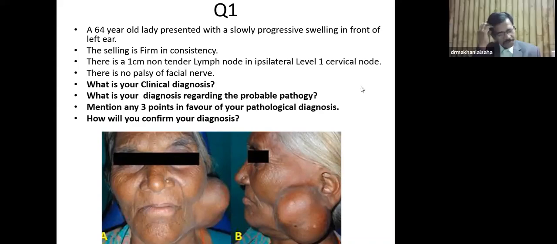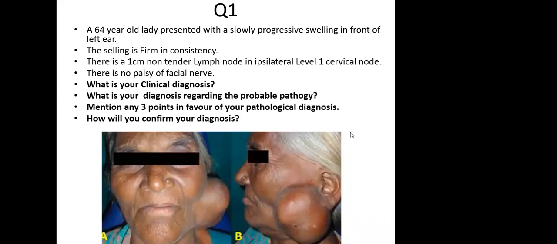So, how should the answer be? The first answer, parotid swelling, malignancy, is a good answer. What is your diagnosis regarding the probable pathology? It should again be a parotid carcinoma or a suspected parotid malignancy.